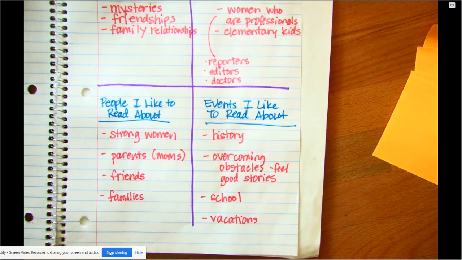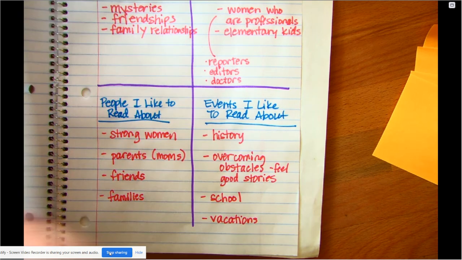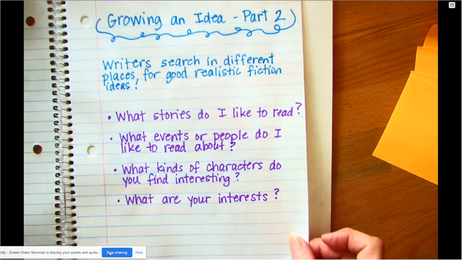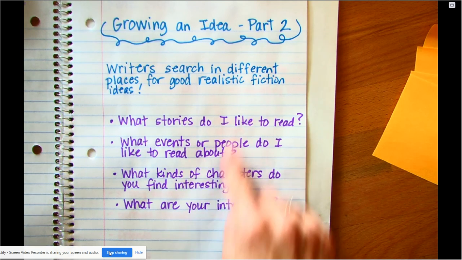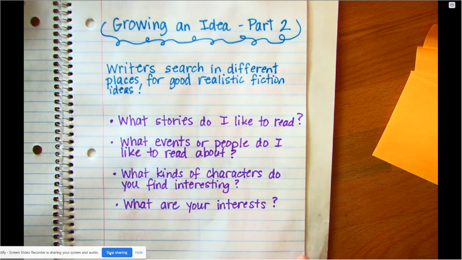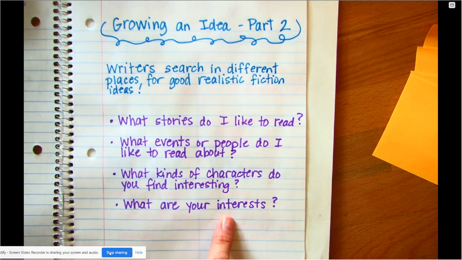So today, what you're going to do is you're going to pause and write this down in your writer's notebook, right? Growing an Idea Part 2. So thinking about you and what are your interests and what types of books and types of characters do you like to read about, right? And thinking about your interests as well.